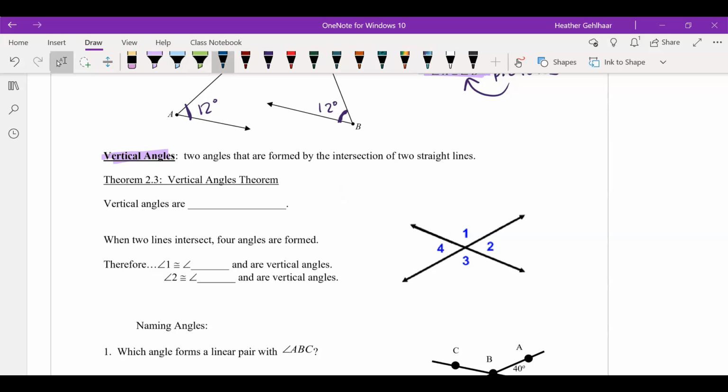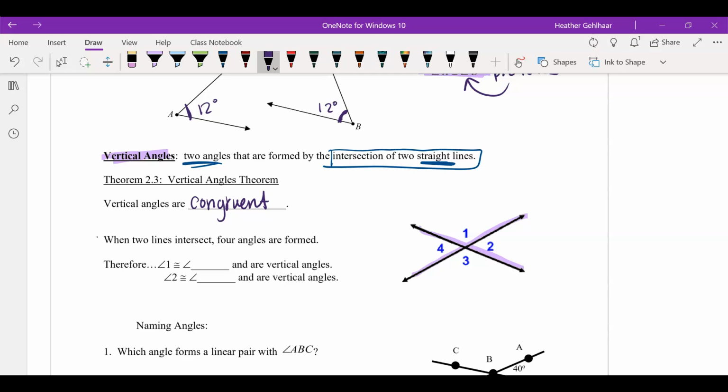So here, vertical angles are two angles that are formed by the intersection of two straight lines. So it has to be two straight lines. It cannot be lines on an angle or whatever it is. They have to be two straight lines. So we have here this picture where two straight lines are intersecting. If we have that, we know vertical angles are congruent. Okay, so they will be congruent to each other.